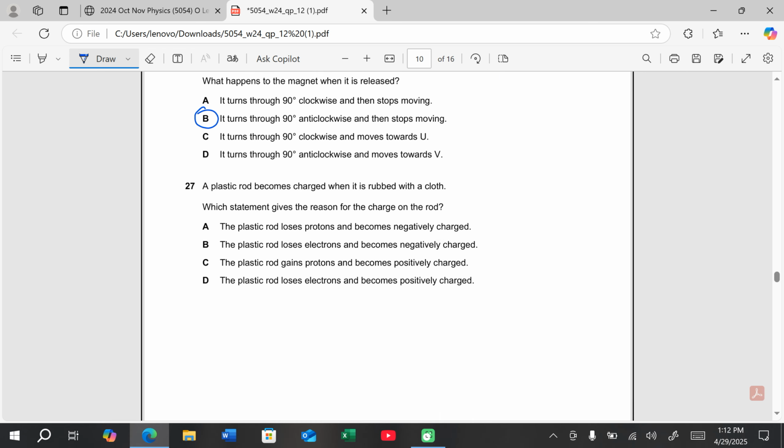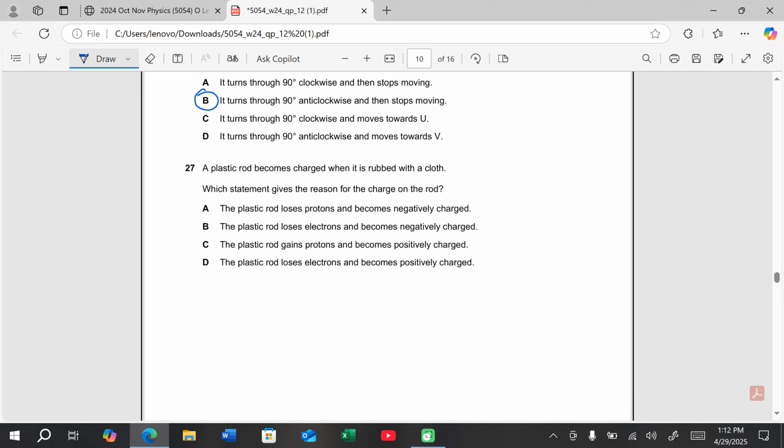It says a plastic rod becomes charged when it is rubbed with a cloth. Which statement gives the reason for the charge on the rod? That's very interesting, because we don't know what charge this rod will have and what charge the cloth will have. But if you read the question carefully, the statement will always tell you. Option A says the plastic rod loses proton. It can never lose proton. It can lose electron or gain electron. Protons are the ones it cannot lose.